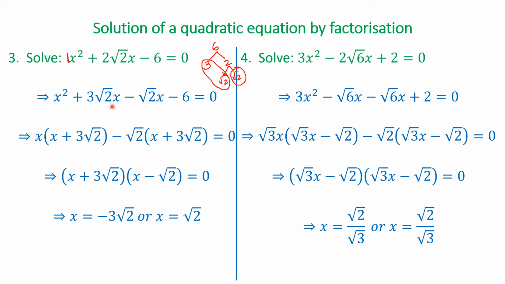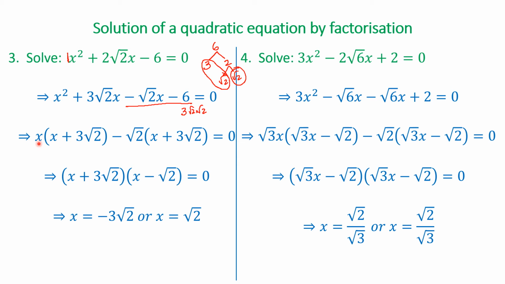Now from the first two terms, I take out x common. I am left with x plus 3 root 2. And from these two terms, I will take out the minus, so the minus comes out common and root 2 also comes out common, because my 6 is made up of 3 into root 2 into root 2. So one of the root 2 comes out common and the other 3 root 2 stays inside the bracket.